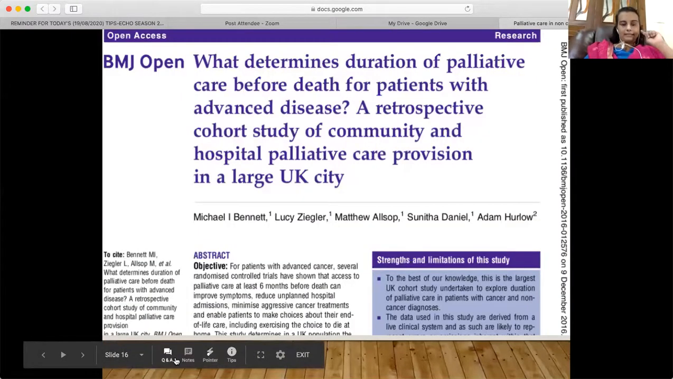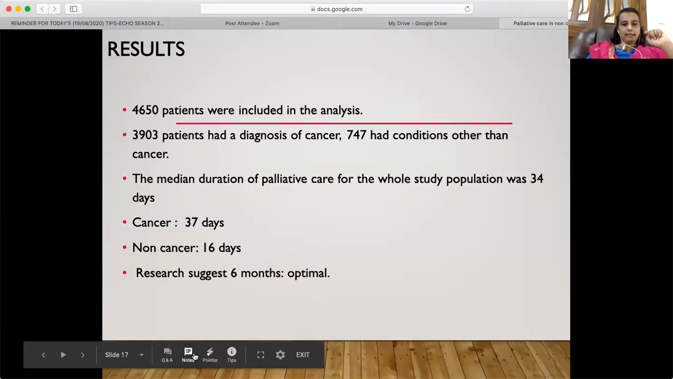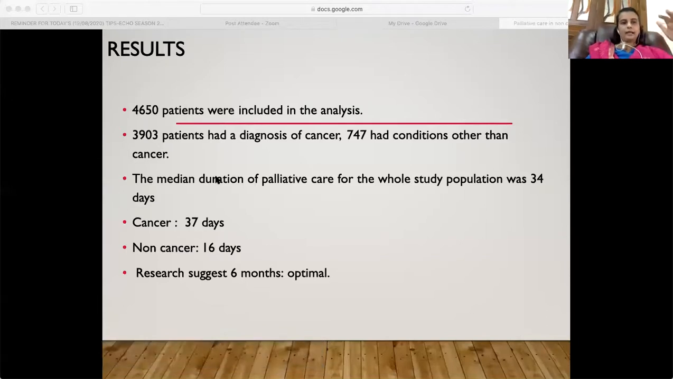Now, this is one of the studies that I was involved in when I was in the UK, where a retrospective study was done. We did an analysis of the community and the hospital palliative care provision in a large city in the UK. This was published in 2016 in BMJ Open. What we did was analyze the number of referrals coming to palliative care from the community and the hospice. About 4,000 patients were included in the analysis.